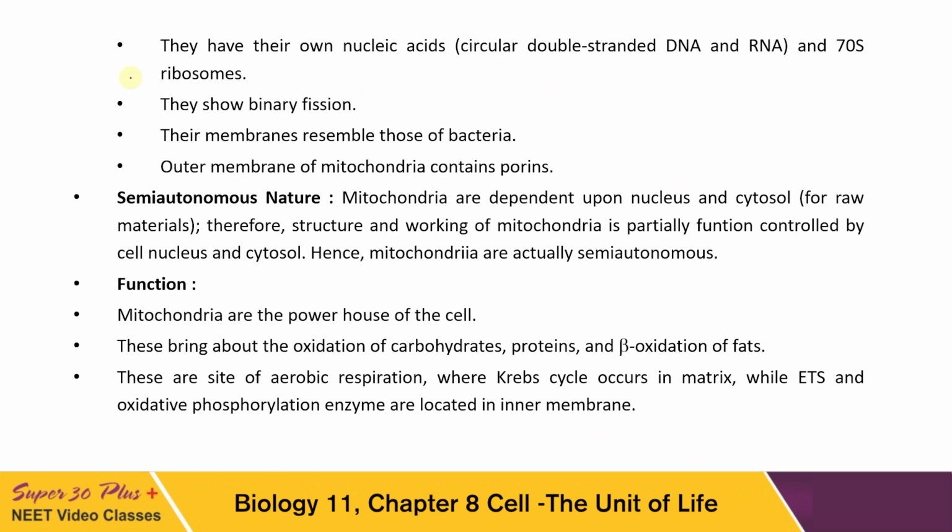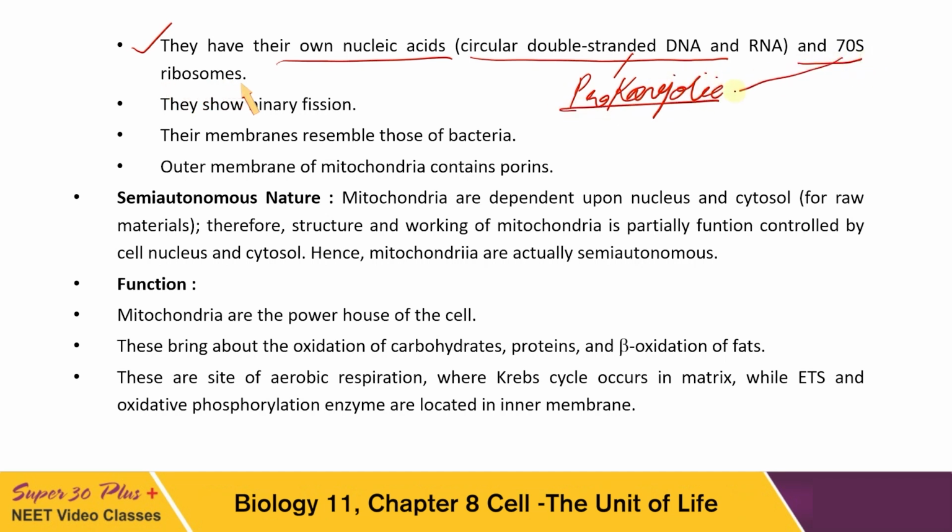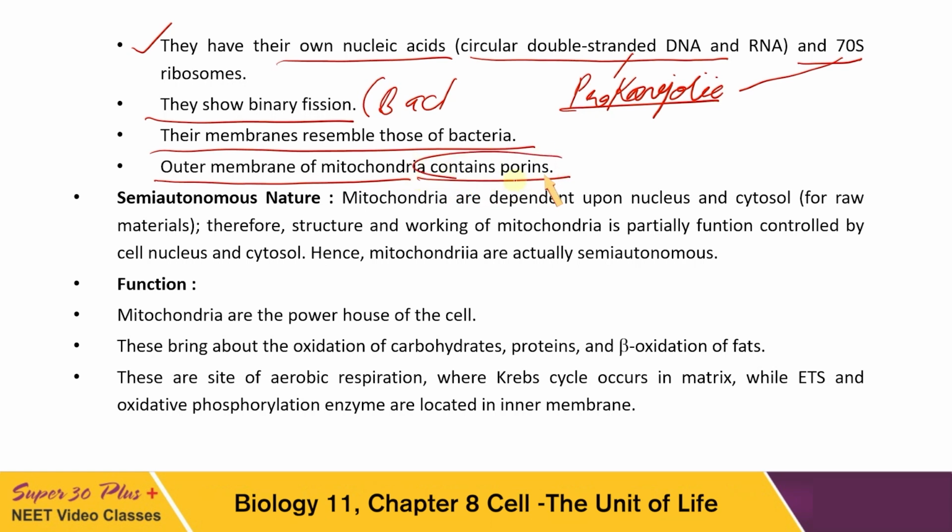Now you see, as I told you, they have their own nucleic acid, circular double-stranded DNA and RNA, and that is prokaryotic type. The 70S ribosome is also found in prokaryotic cells. They show binary fission, just like bacteria, and their membrane resembles that of bacteria. The outer membrane of the mitochondria has porins. Porins are large pores, as are found in bacteria and chloroplasts both.